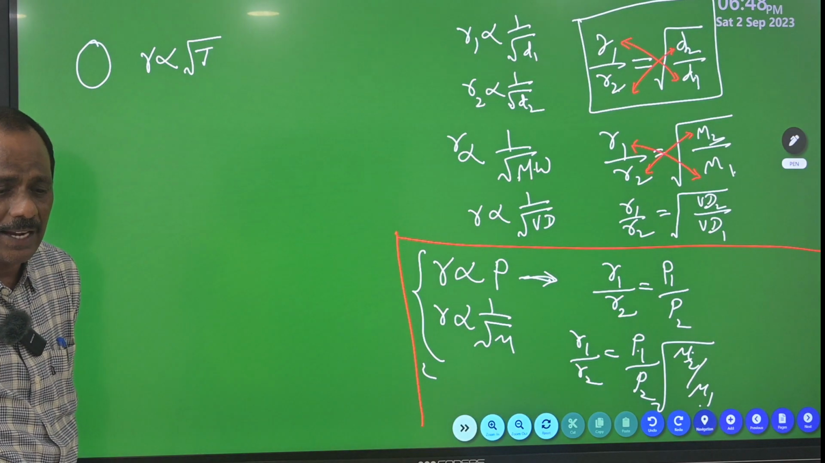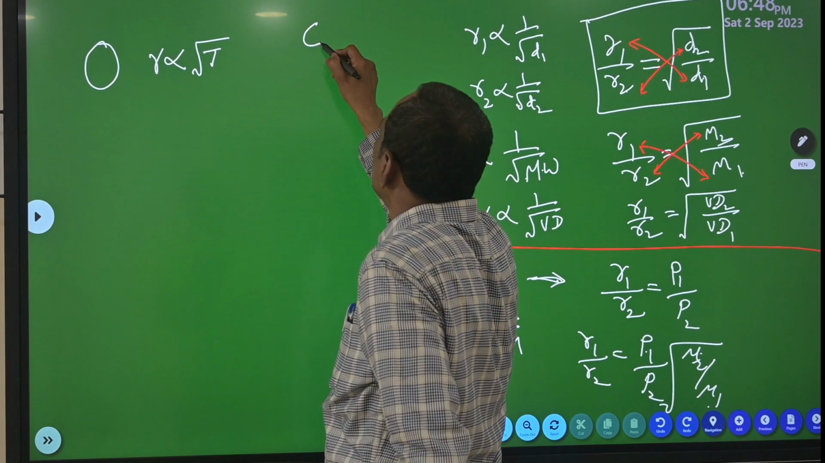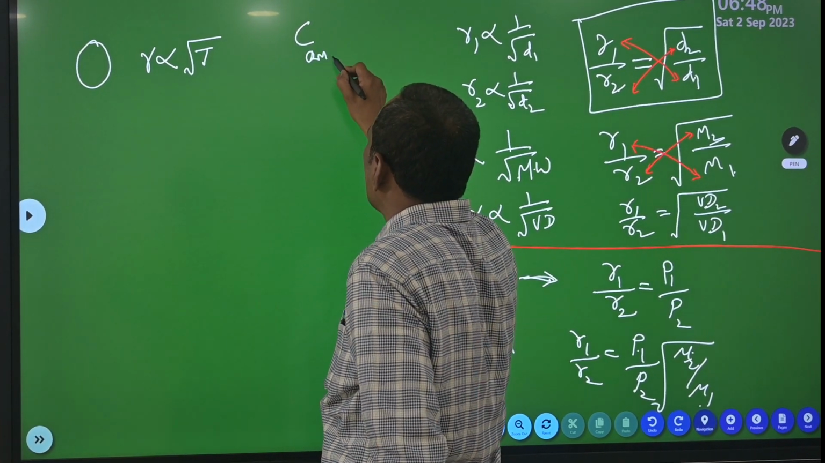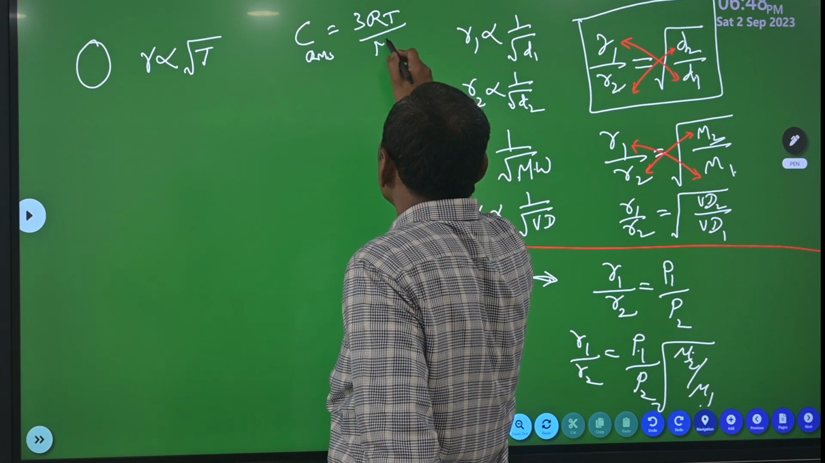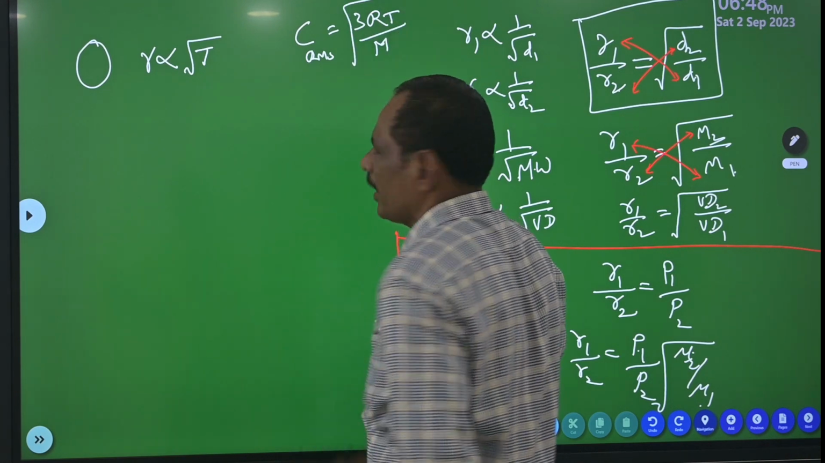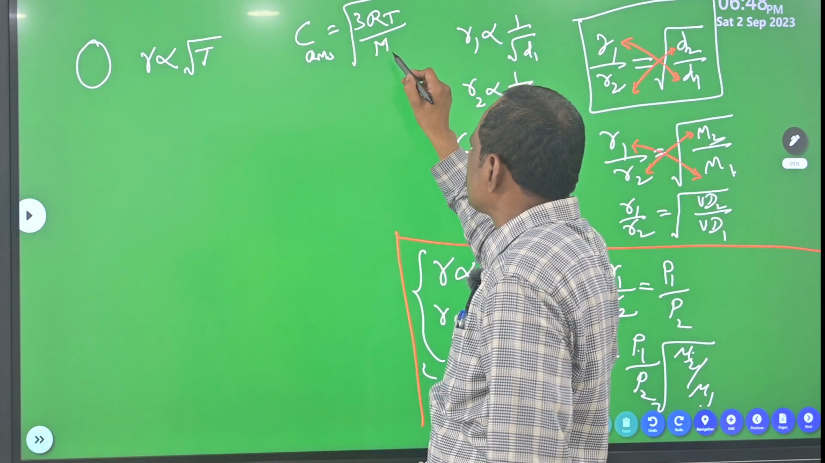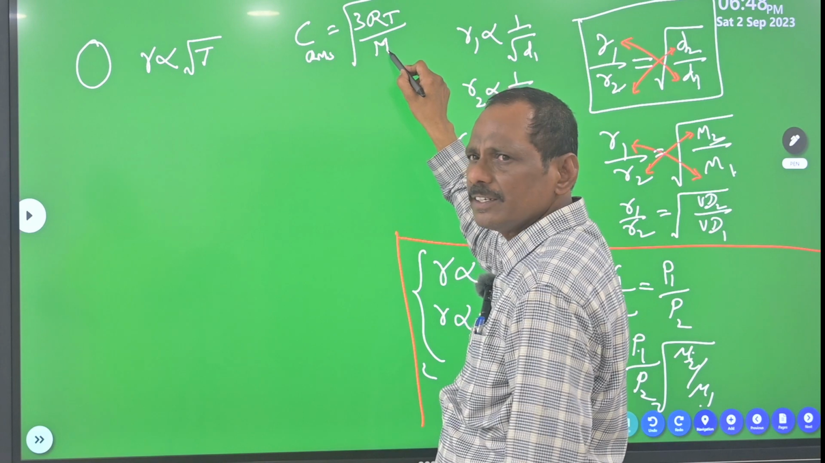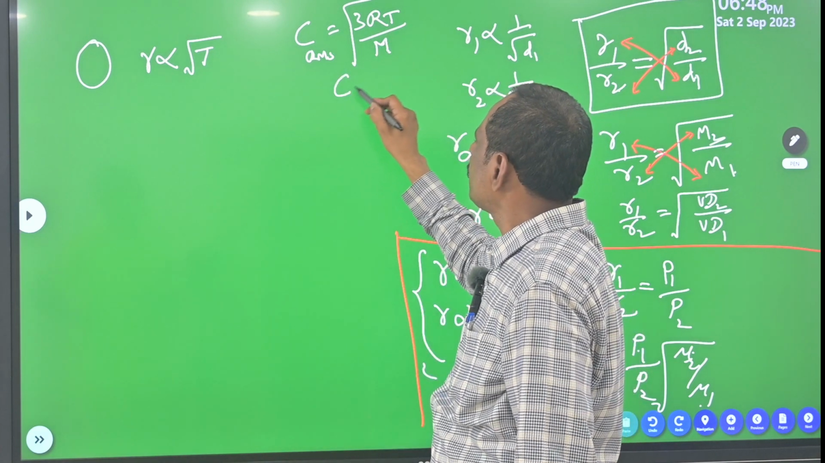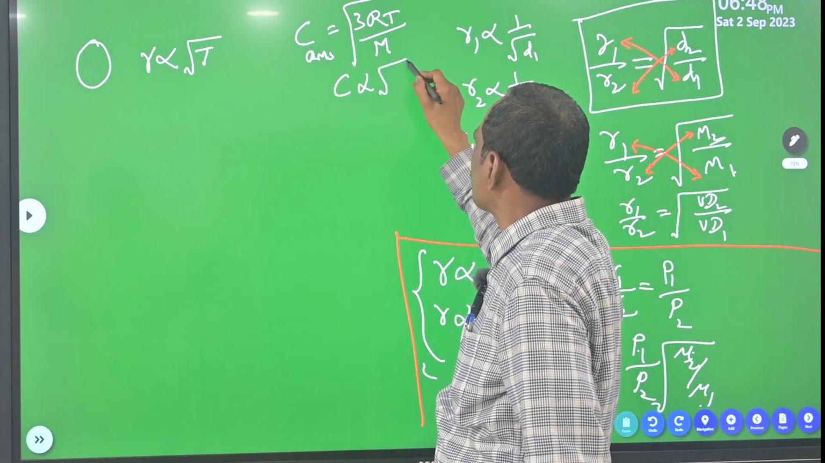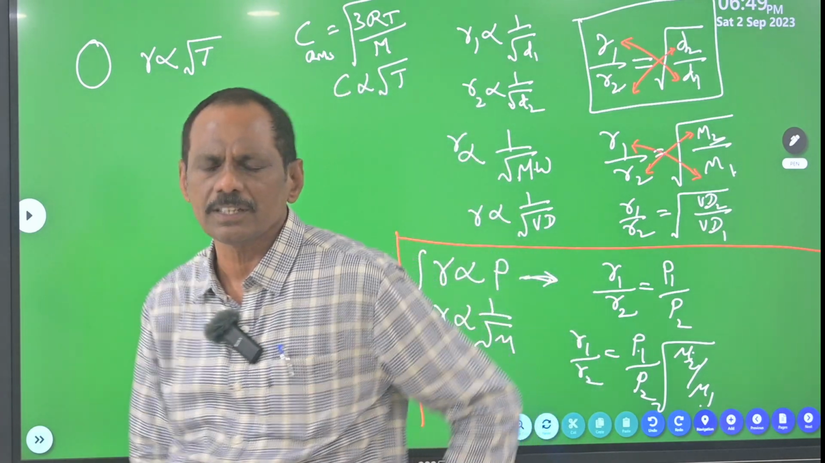This relation is derived from the RMS velocity. RMS velocity of a gas is equal to root 3RT by M, where for a particular gas its molecular weight is constant, 3 is constant, R is constant. Therefore, the RMS velocity is directly proportional to the square root of its absolute temperature.